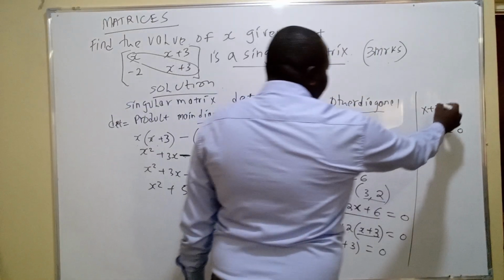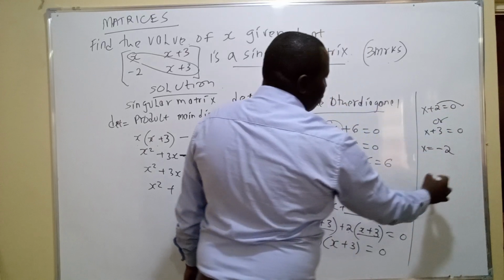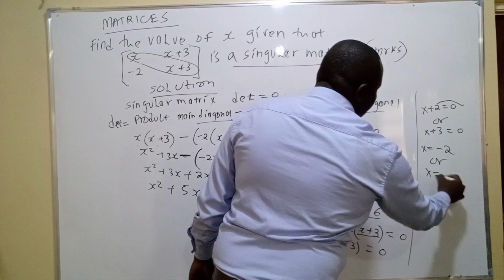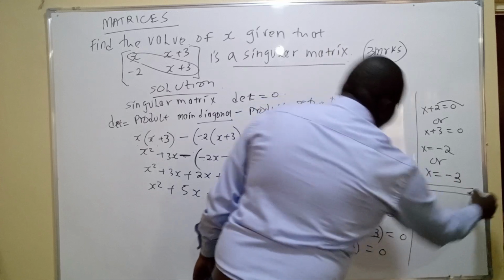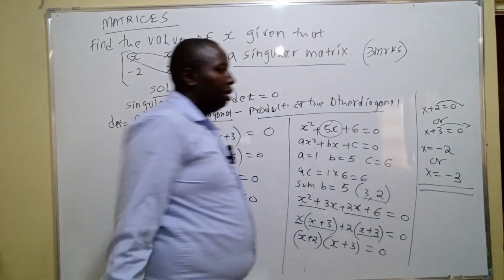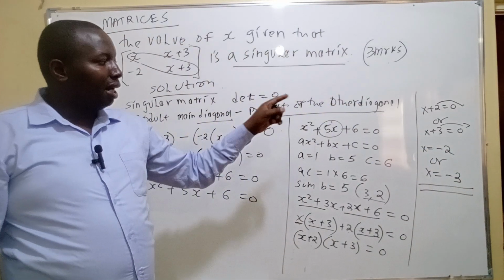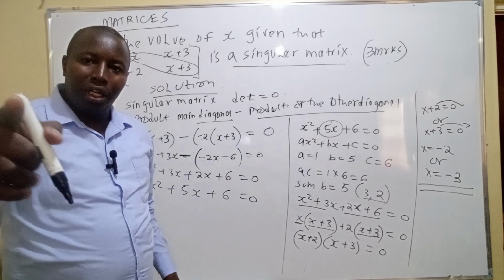So take negative 2 to the other side. You get x equals negative 2, or x is equal to negative 3. Once you take this positive 3 to the right hand side, it becomes negative 3. So our values of x in this case are negative 2 and negative 3.